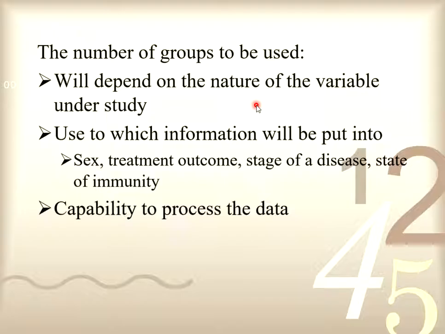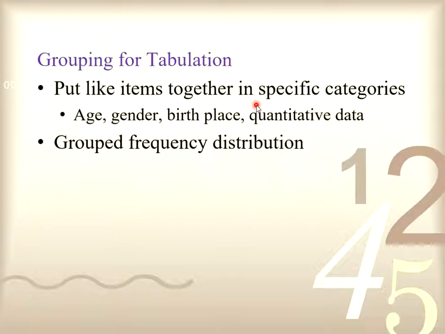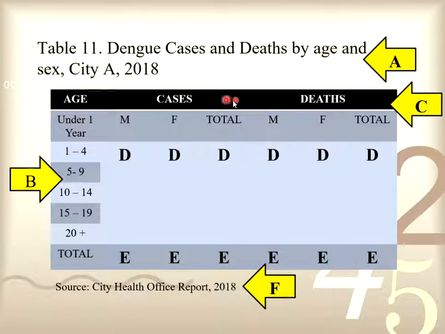So, dito nakadepende kung ilan yung group na gagamitin natin. Ito, itong ating groupings. 1 to 4, 5 to 9, 10 to 14, 15 to 19, or 20 plus. So, 1 to 4 is the range and groups. So, 1, 2, 3, 4, 5. So, meron tayong 5 groups.